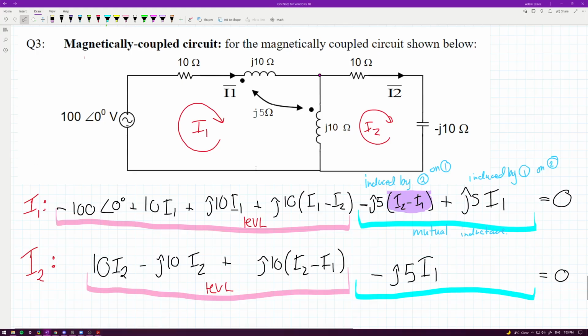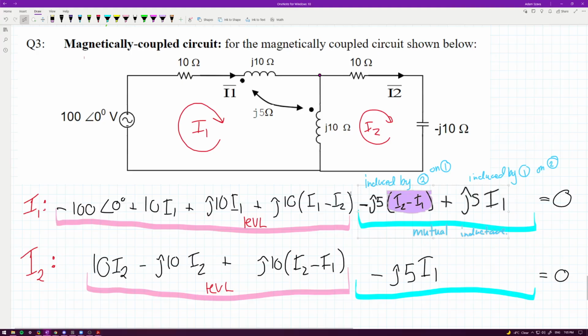For the KVL part, are we using passive sign convention so the dot doesn't matter for only that part? For just the KVL part, yeah, the dot doesn't affect this part. You're right. The dot affects the mutual induced voltage. That's correct.